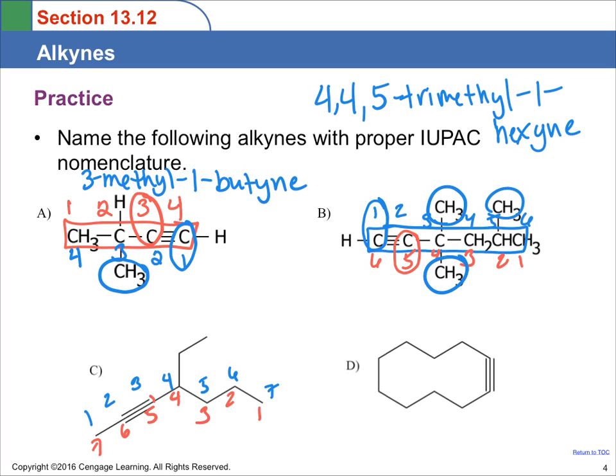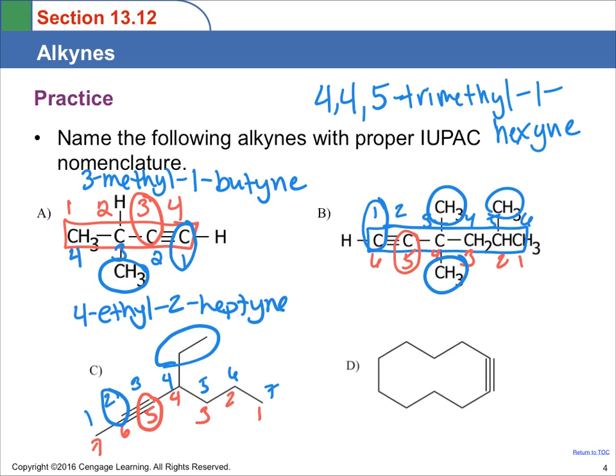Our options put the triple bond on either number 5 or number 2. So we're going to go with 2. We have an ethyl group to include, so we have 4 ethyl, 2, 7 carbons is hept, ending is YNE.